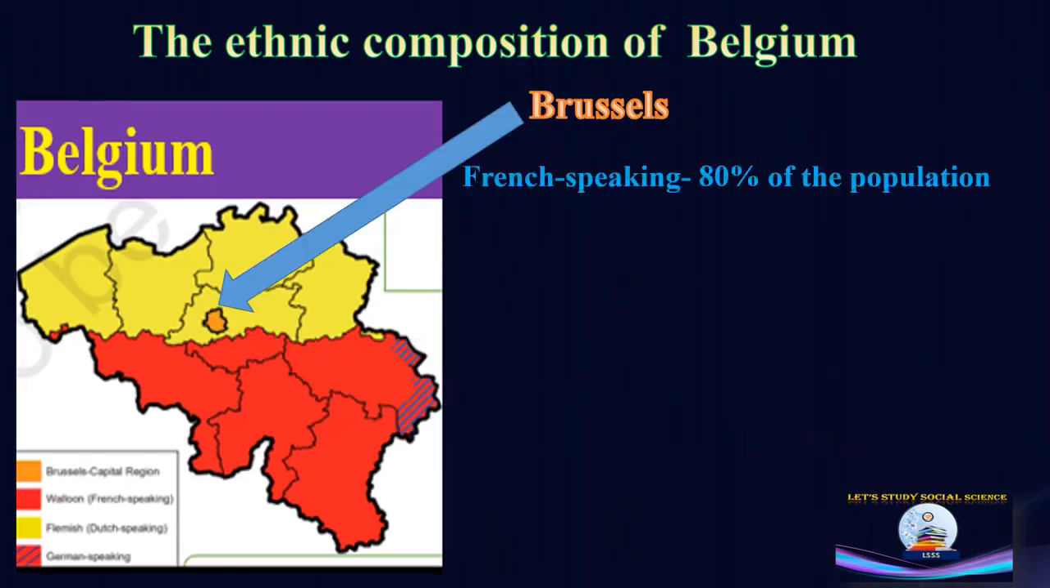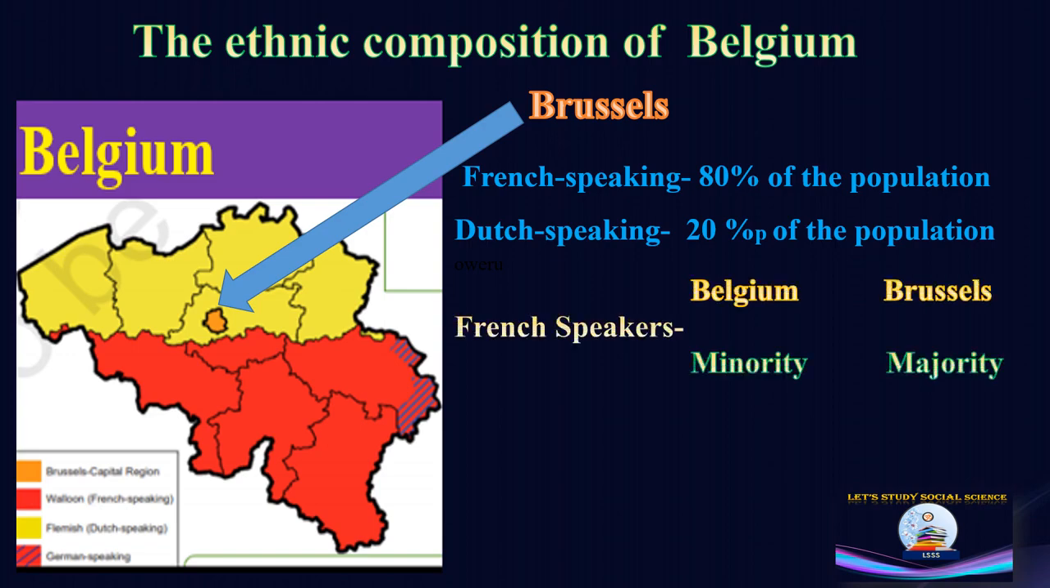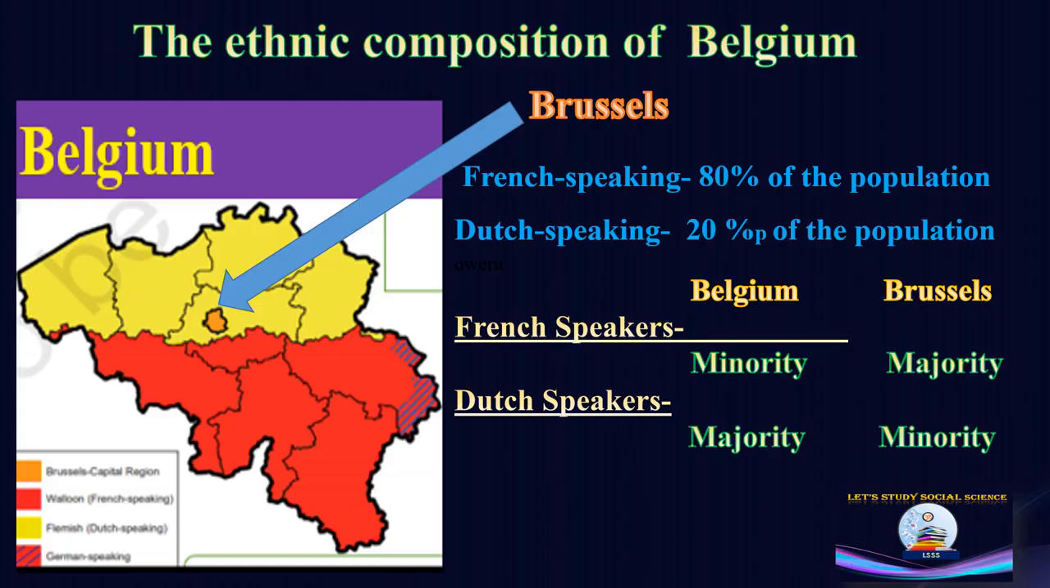In Brussels, 80% of the population is French speaking and 20% population is Dutch speaking. Thus, as we can see, French are the minority in the country but majority in the capital, and they are also rich and powerful. But Dutch speaking people are majority in the country but minority in the capital. And during the 1950s and 1960s, they were not highly educated or economically powerful. They got the benefit of education and development later. But the differences between these two groups caused tension in the country, and tension was more severe in the capital, Brussels. Now let's see the situation of Sri Lanka.